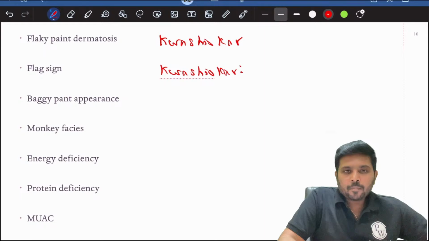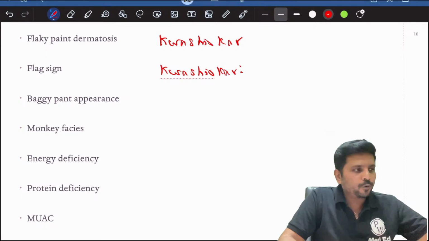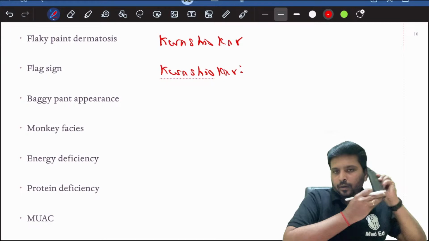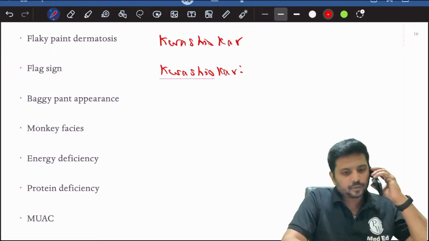Baggy pant appearance. What is baggy pant appearance? Loss of subcutaneous fat. Online class is going on, but it will take one hour.